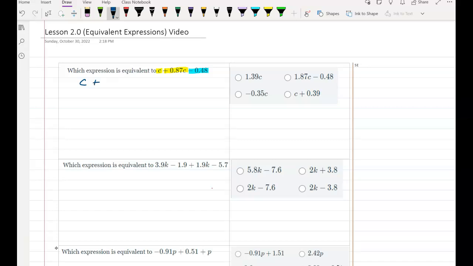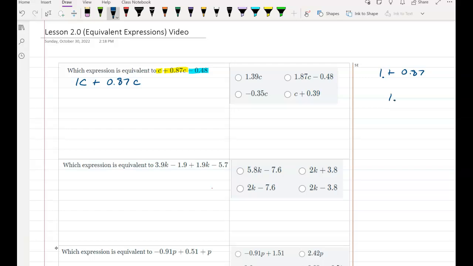c plus 0.87c. Now, remember, when you have a variable all by itself, we can assume that that is a 1, so 1c. When we combine those terms, I'm just going to add those numbers together. So that's 1 plus 0.87. Remember, this 1 doesn't have a decimal, so we have to add a decimal at the end of it, and we line up our decimals when we add.